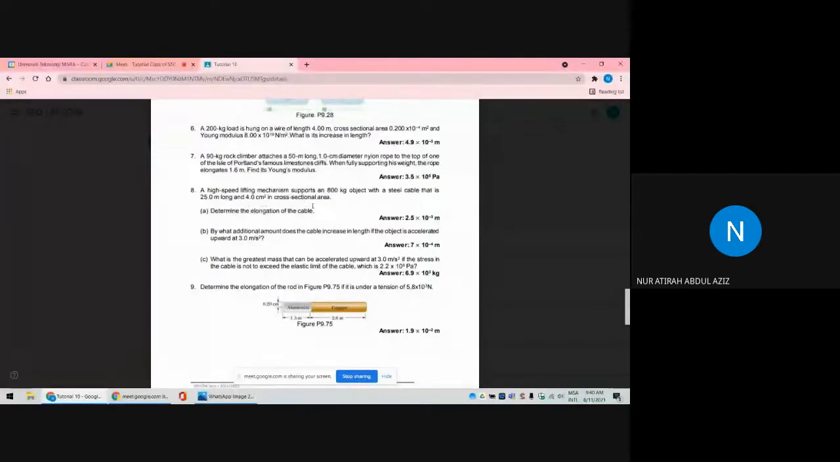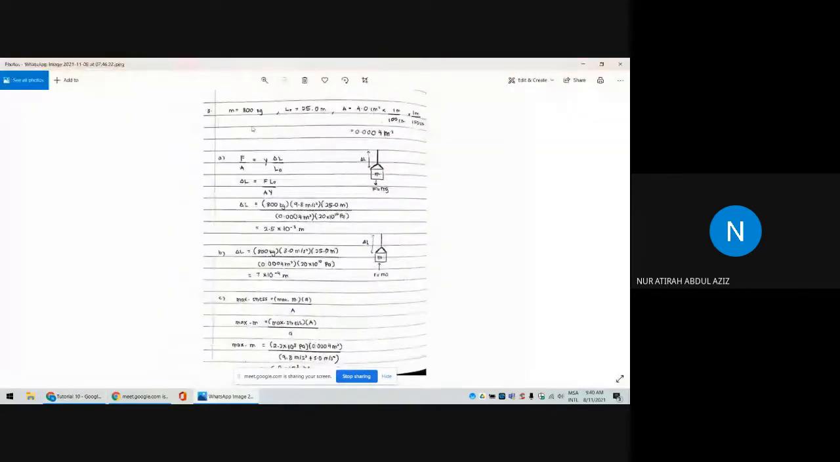Untuk soalan 8, a high-speed lifting mechanism supports an 800 kg object with a steel cable 25 meter long and 4 cm square in cross-section area. Soalan A, determine the elongation of the cable. Saya bawa dua maklumat. Mass 800 kg, initial length 25 meter, and area ni saya tukar kepada meter square, 0.004 square.